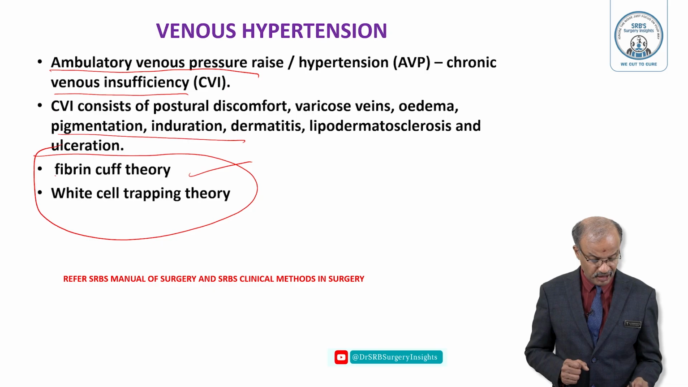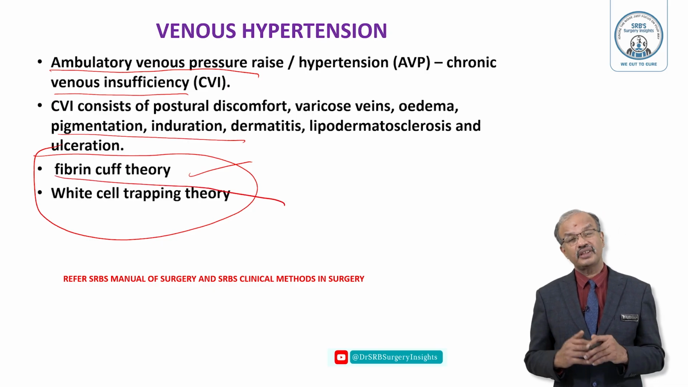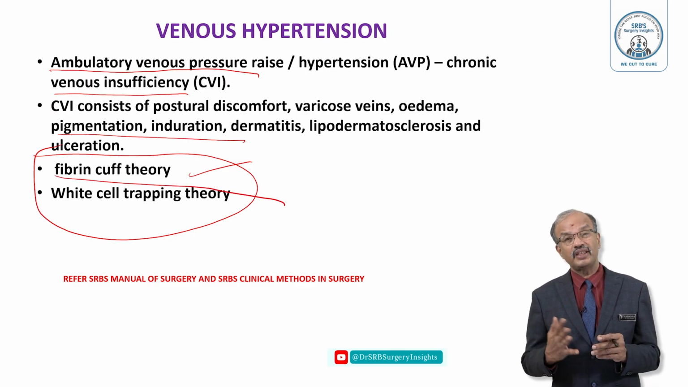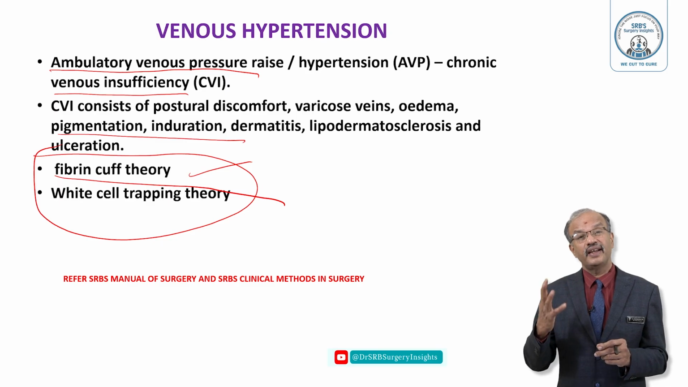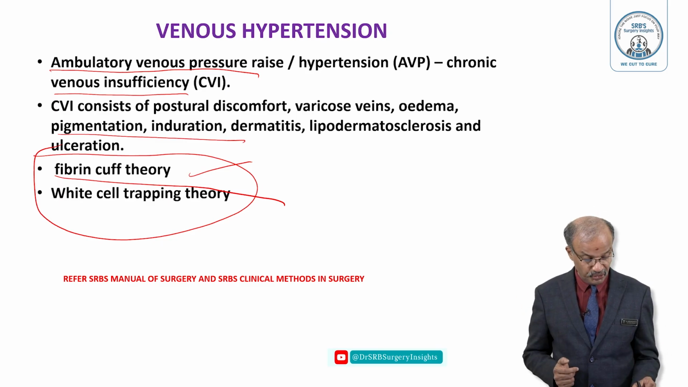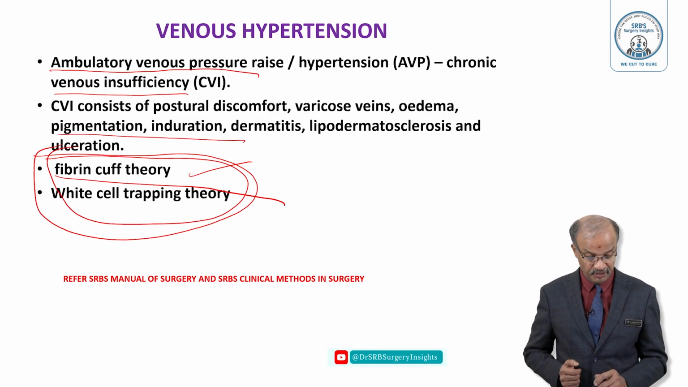So remember these two theories, at least the names. In the exam they will ask, in theory they will ask, in the viva they will ask, in the OSCE they will ask, and when you present a long case they will ask what are the two theories: fibrin cuff theory and white cell trapping theory.